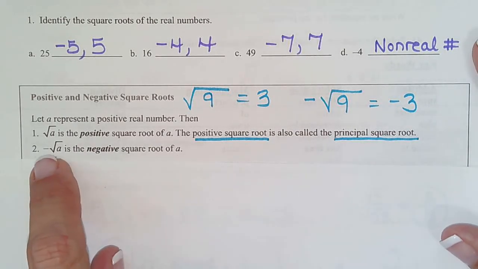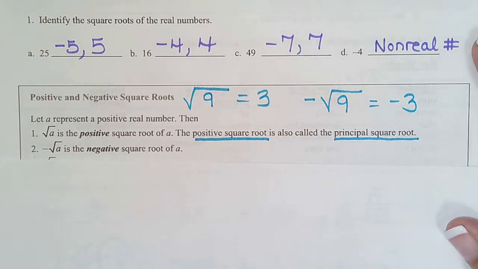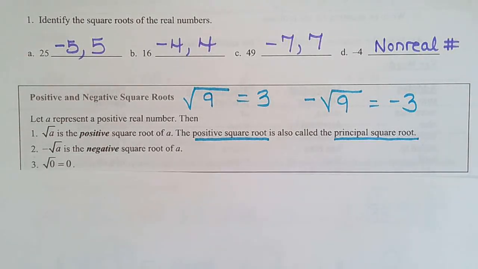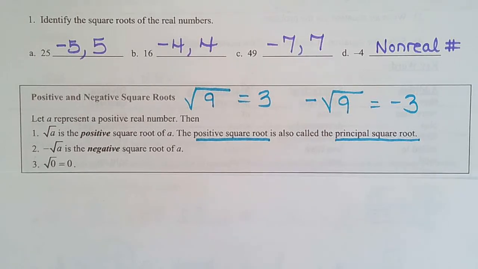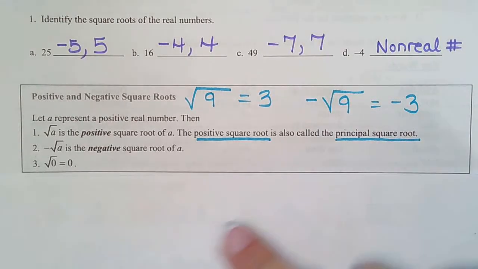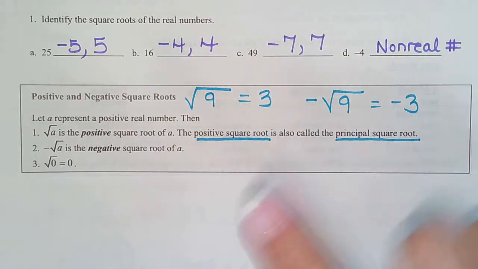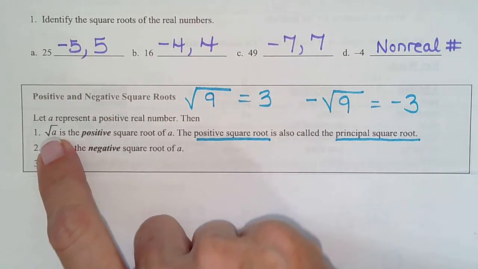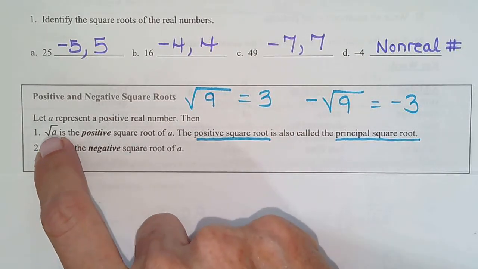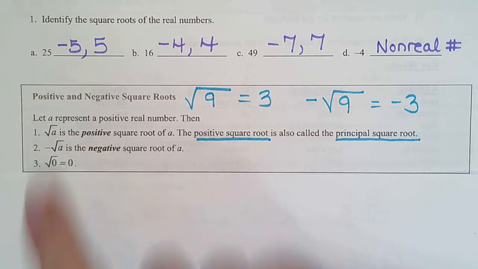I'd rather have them say the opposite of the square root of a, but negative square root of a, that's okay too. And then remember, 0 just has itself, right? So square root of 0 is 0 whether you use words or you use symbols. So in words, we want all the square roots, the positive and the negative. When we use a symbol, that means only give me the positive answer.